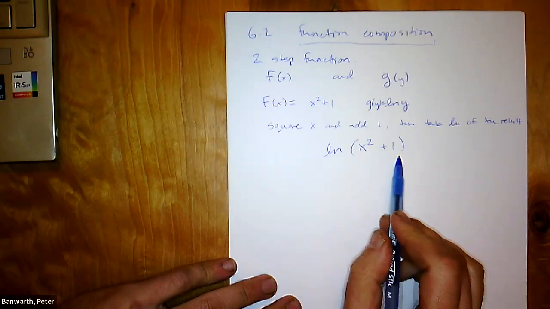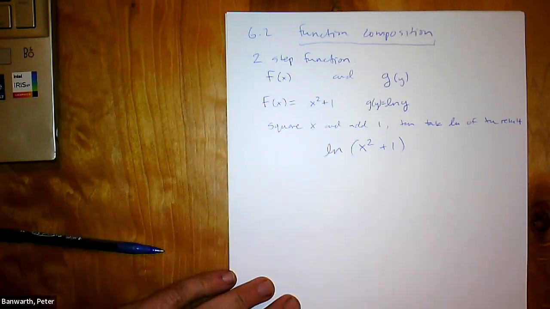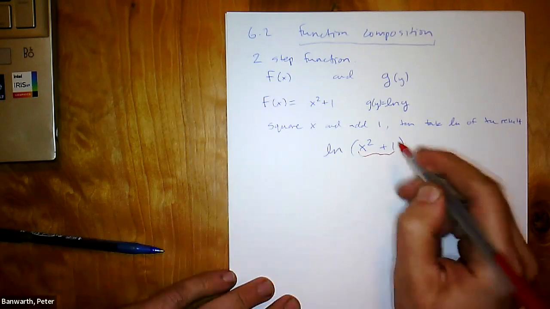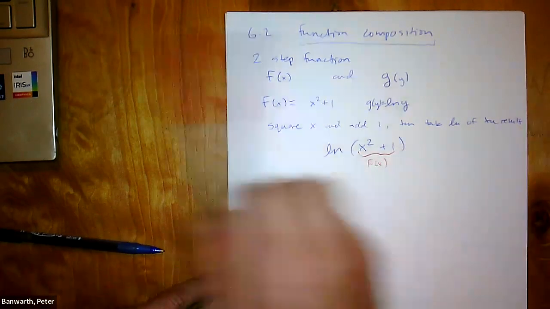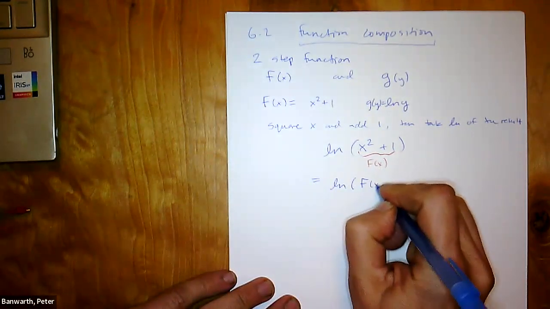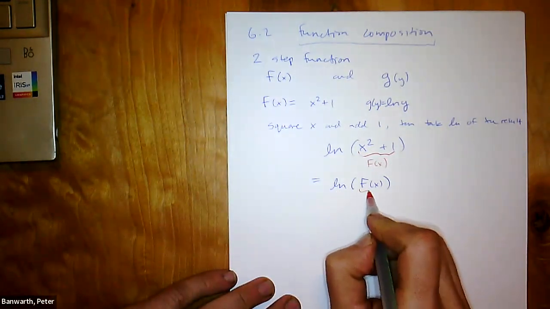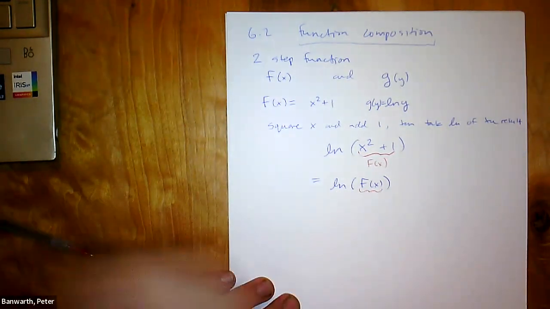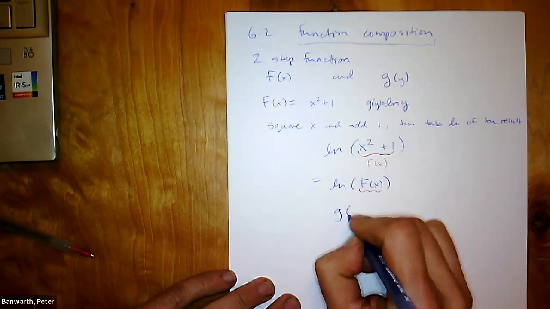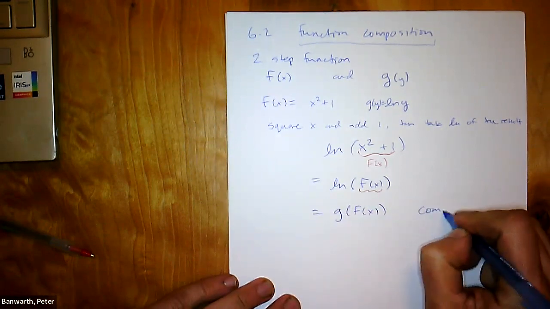And if I want to write this using the original functions, I notice that this right here is f of x. So I can write this as natural log of f of x. And I notice that natural log of something is g. So that's g of f of x. And this is a composition.